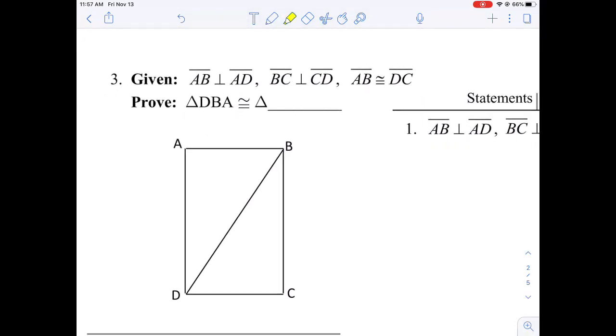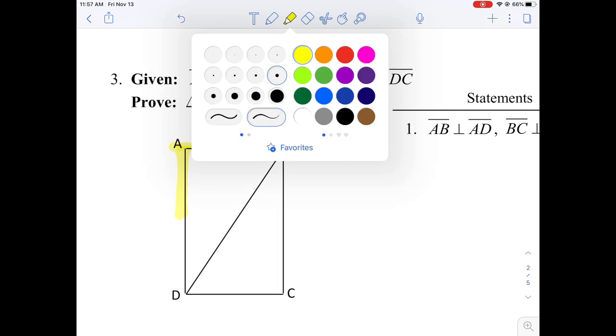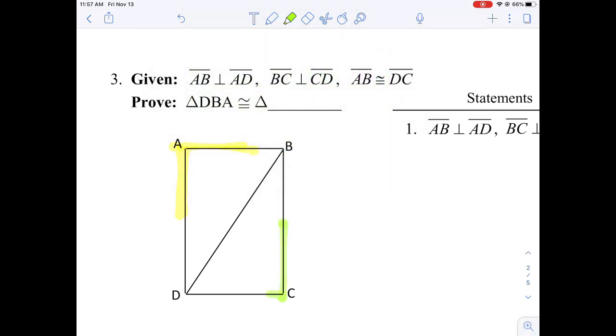So let's see what I'm given here. I'm going to mark my perpendiculars. I'm given this one perpendicular here and here, and then this perpendicular down here. And I'm given AB congruent to DC. So that's all I'm given, but I understand that this is a right angle based on perpendicular.